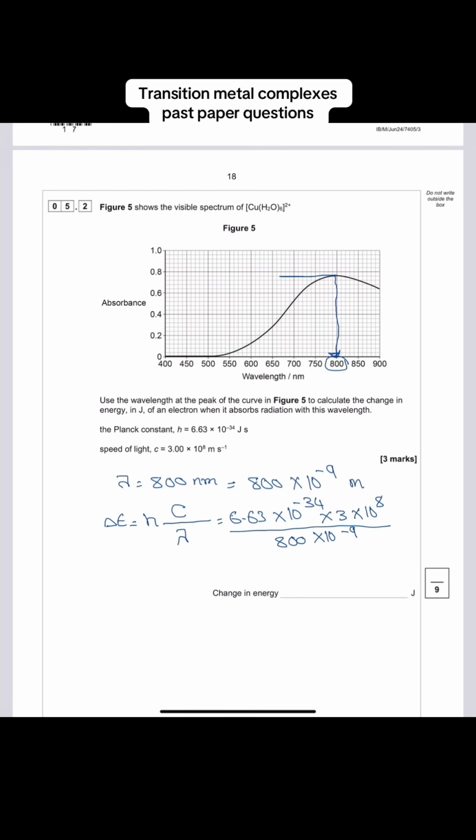So it's going to be 2.49 times 10 to the minus 19.